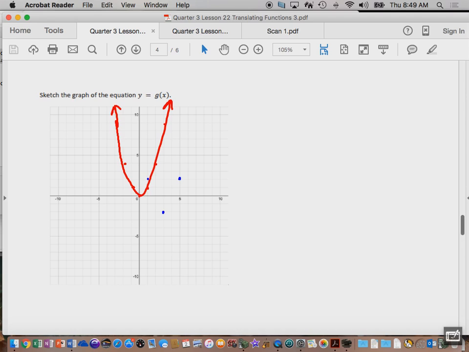3 to the right, down 2. 3 to the right, down 2. 3 to the right, down 2. And there's my graph. Okay?